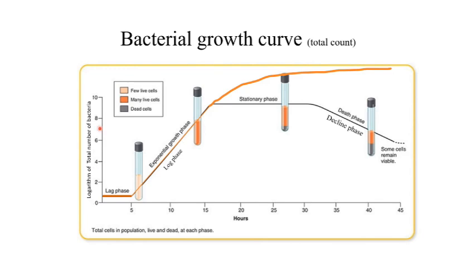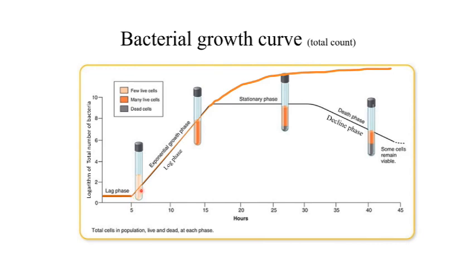So this is the lag phase. The lag phase will be the same as that of the viable count. That means the number of bacterial cells will not increase. It will be stable here. And the second phase is the log phase. In the log phase, the total number of bacteria will increase exponentially.